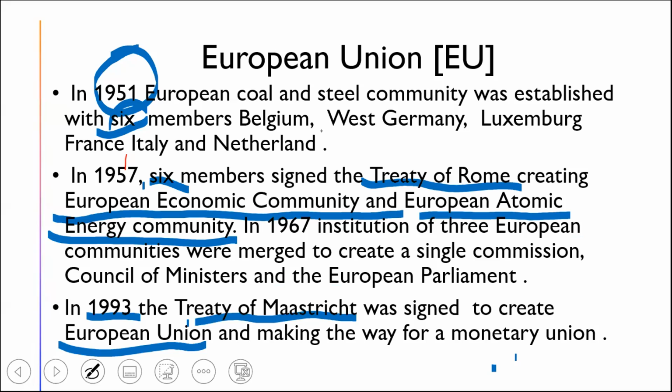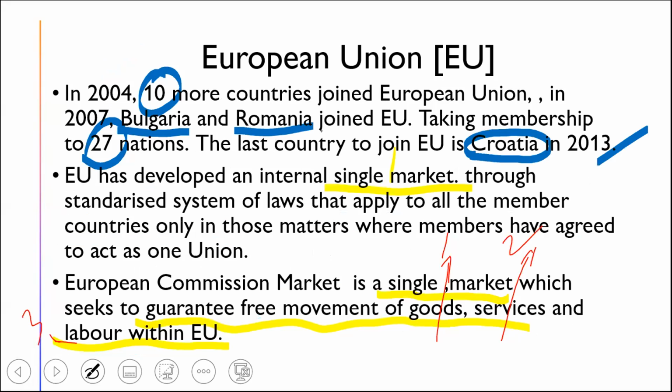So when was the European Union formed? When was the European Union formed, children? 1993. What is the treaty's name? Treaty of Maastricht. Okay. And making the way for a monetary union.